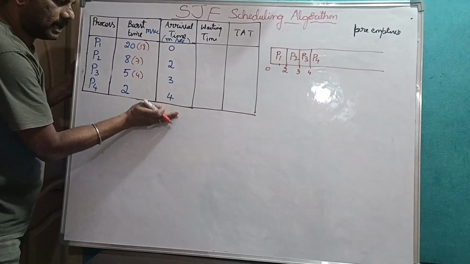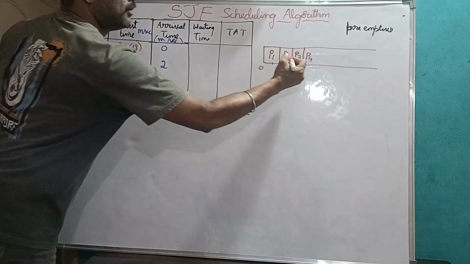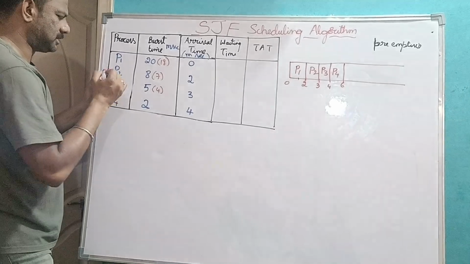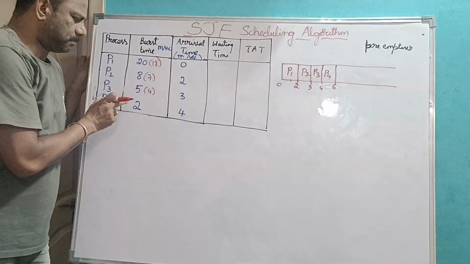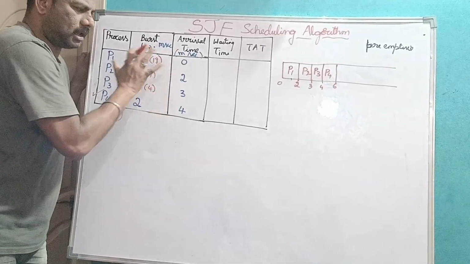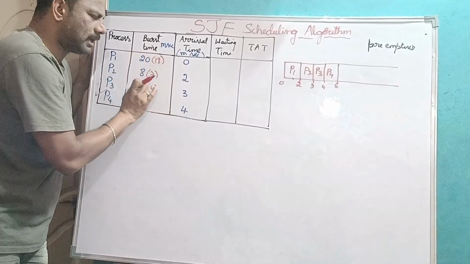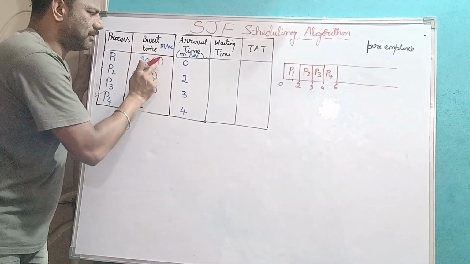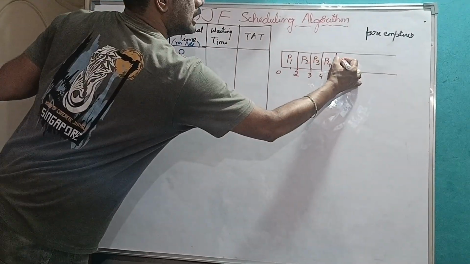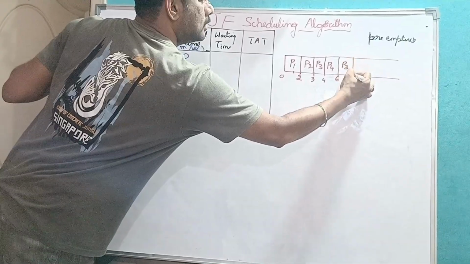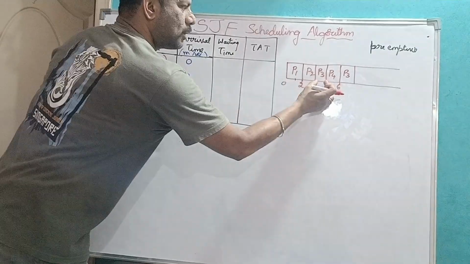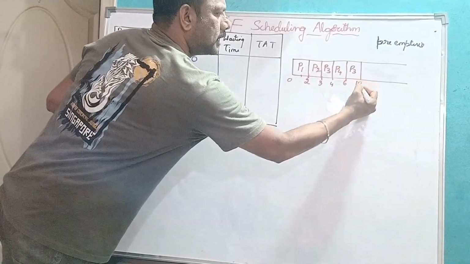Now no other process is arriving. I will continue till the 6th millisecond, when process P4 completes its job. Once P4 completes, I check again. Now all processes have arrived. Among the remaining processes, 4, 7, 18, the shortest remaining is P3. So I start P3 again. P3 requires 4 more, because out of 5 totally, 1 is already done. So 6 plus 4, 10.